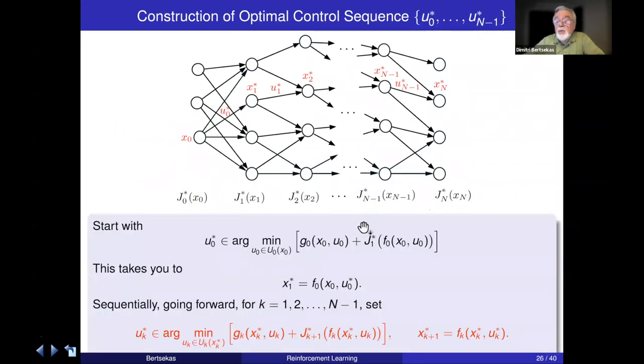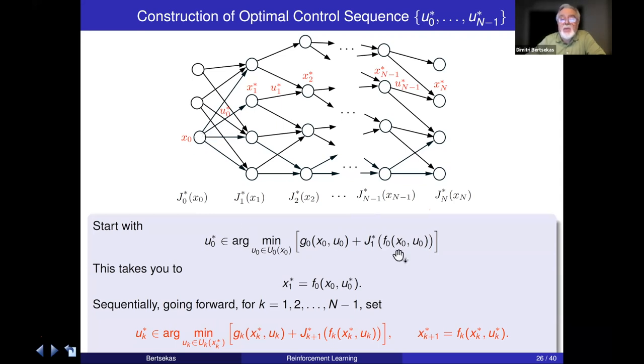Now, suppose that you have calculated through this computation that can be overwhelming, okay? You have obtained all these J stars, J n star, J n minus one star, all the way to J0 star. How do you construct an optimal control sequence? Well, it's very simple. You use this minimization from dynamic programming, but this time going forwards. Whereas the construction of the J star goes backwards, the construction of the optimal control sequence goes forward. You start at x zero and you look at all these controls here. You add the corresponding J one star of x one, and you compare this expression, minimize over the four possibilities, and that gives you the optimal control for the first stage and the optimal next state.